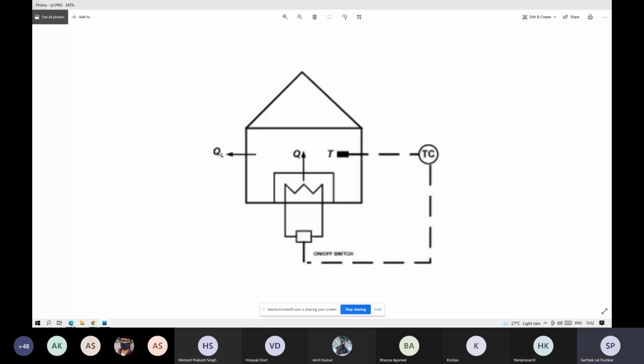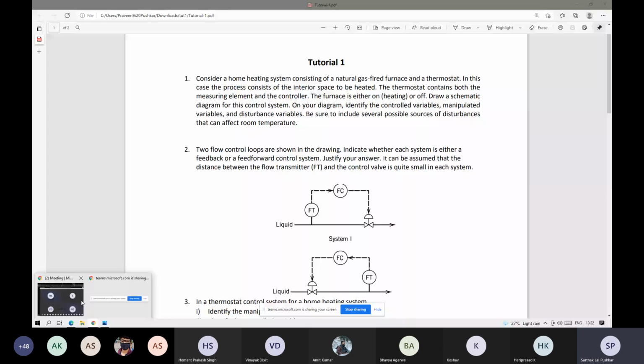So please read the second question and try to answer it. In this question, you just need to indicate whether the following systems are a feedback control system or a feedforward control system. Please try it.